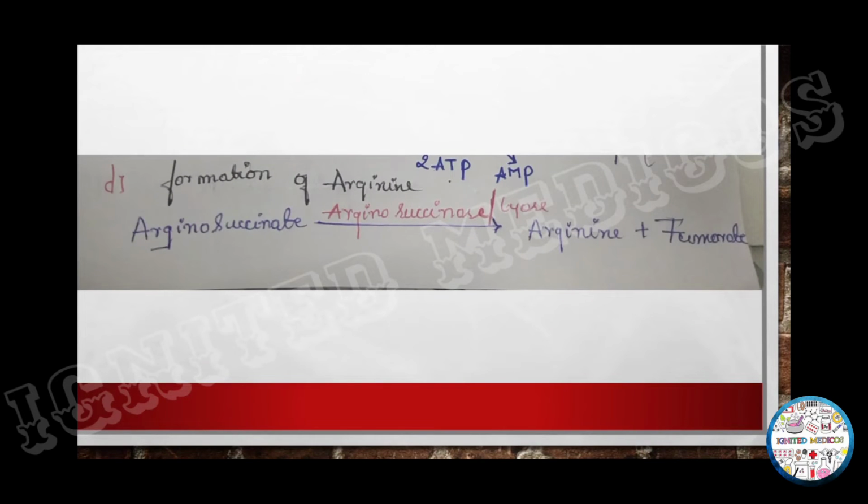In the next step, that is the formation of arginine, this argininosuccinate will undergo lysis, meaning a splitting reaction, in the presence of argininosuccinase or argininosuccinate lyase. When you split this argininosuccinate, you get arginine and fumarate.